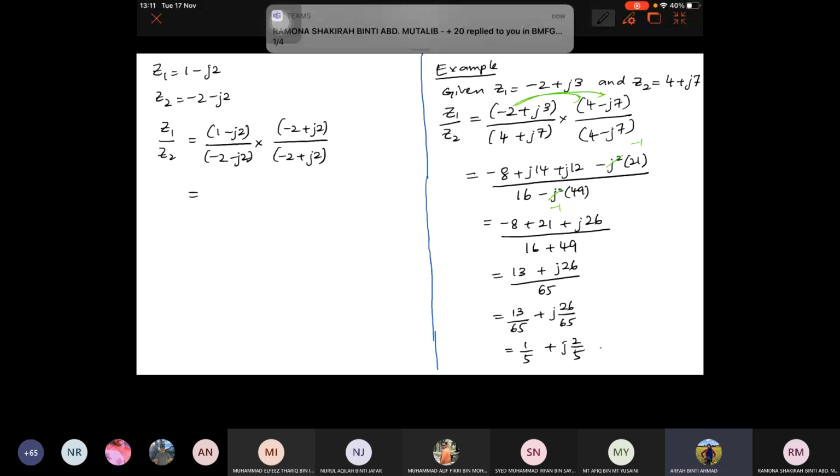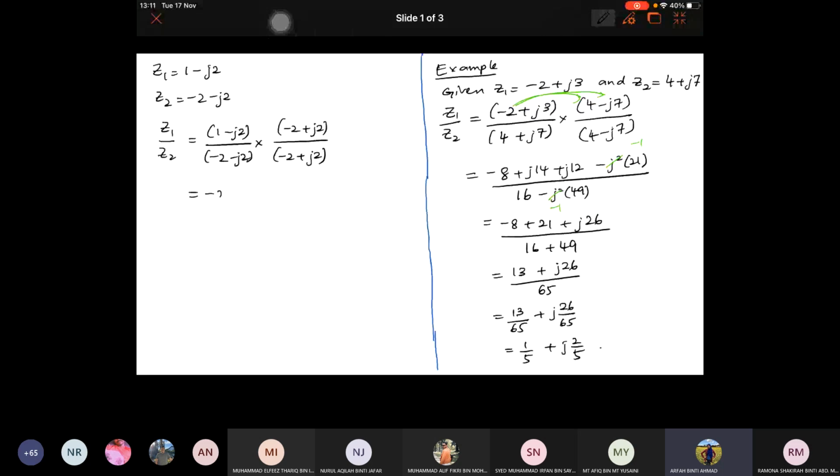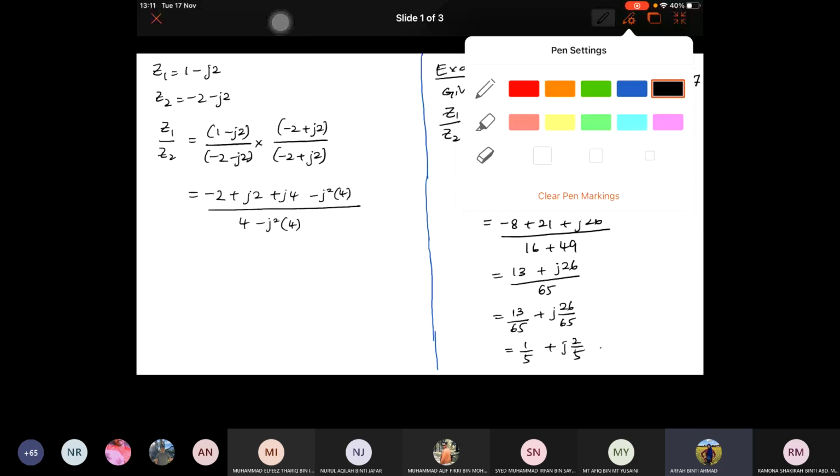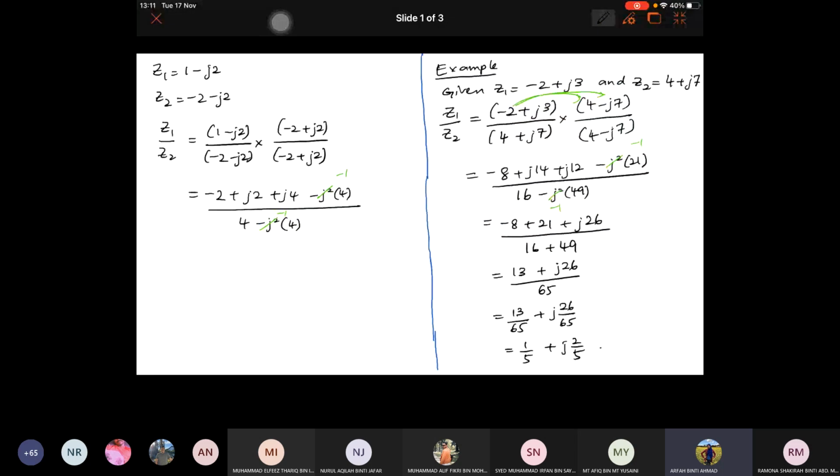Okay, so daripada sini, expand the equation, you are going to have negatif 2 tambah J2 tambah dengan J4 tolak dengan J kuasa 2 darab dengan 4, dibahagikan dengan 4, and then awak jadi tolak J kuasa 2 didarabkan dengan 4. So dia jadi negatif 1 for this one. So it's going to be negatif 2 tambah 4 tambah dengan 6 J6, bahagi dengan 4 tambah 4 sama dengan 2 per 8 tambah J6 per 8, 1 per 4 tambah J3 per 4.